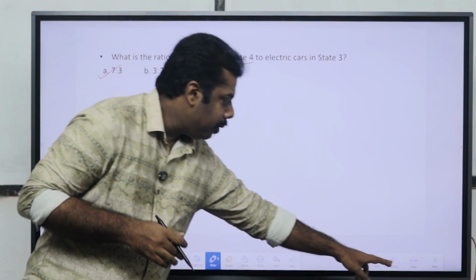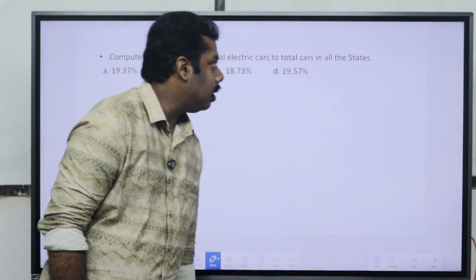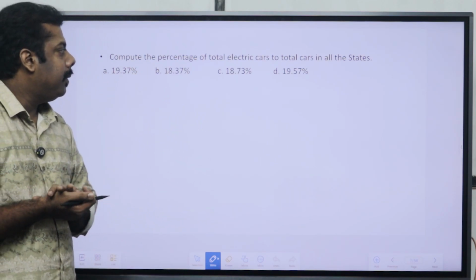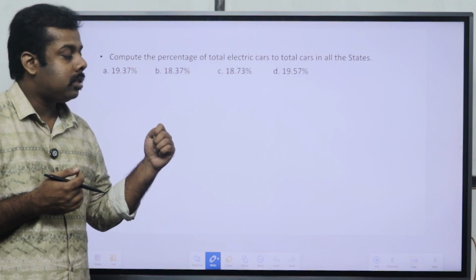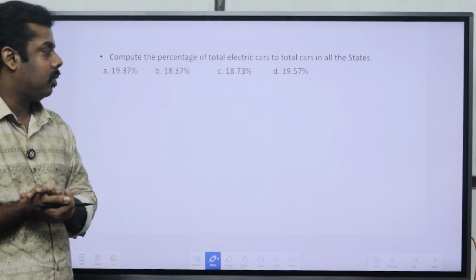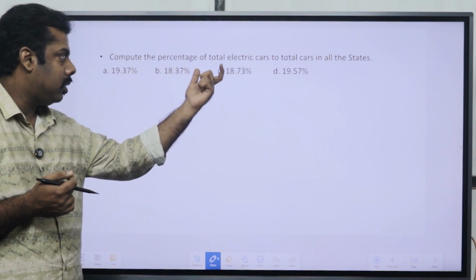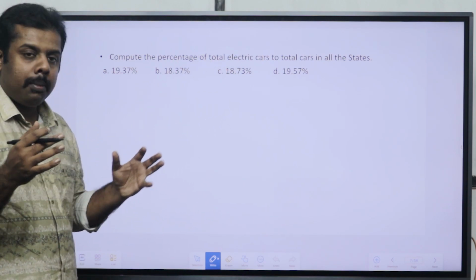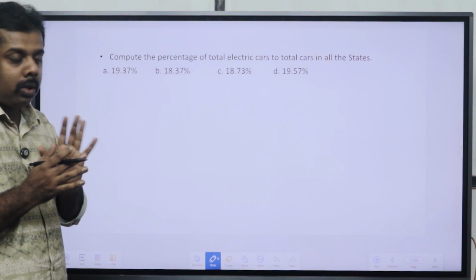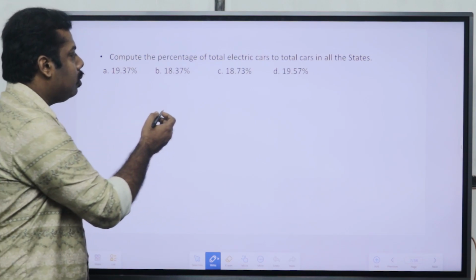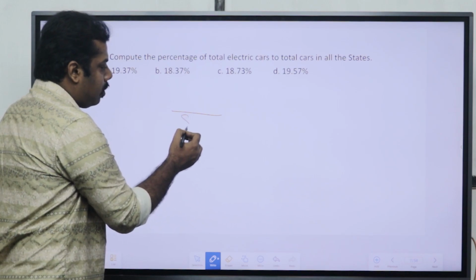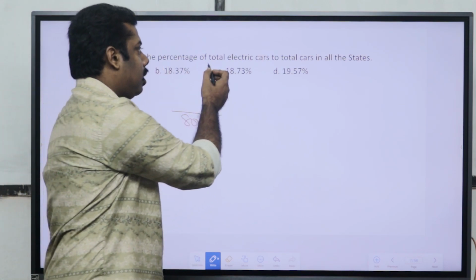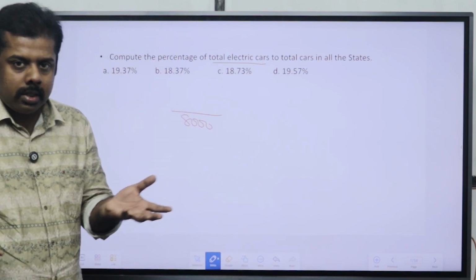Now moving on to the next question. So what is the question being asked? Compute the percentage of total electric cars to total cars in all the states. So you have to find the percentage. So we have to take the percentage of total electric cars and we have to compare it with total cars in all the states. As we already know, the total cars in all the states is 8,000. And now we have to just look for the data of total electric cars. Total electric cars means in all the states, obviously.